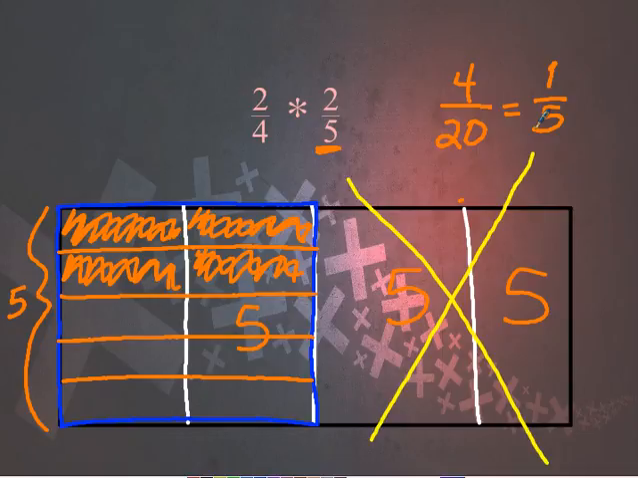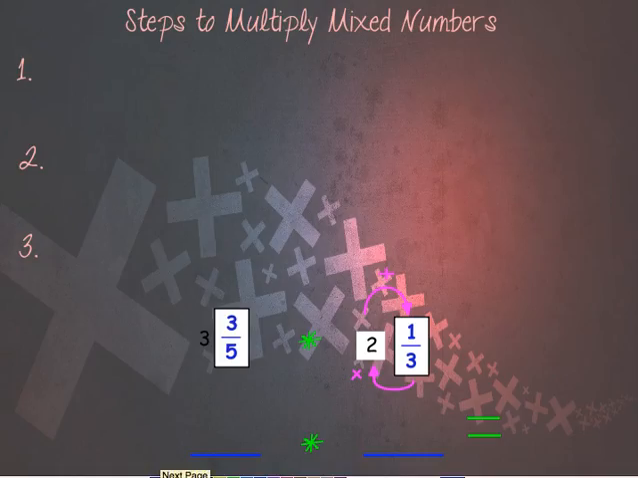All right, so we're going to continue with this. Again, the multiplication piece of it is easy. It's understanding why it's working so that way we can move on to other things later on. That's the complicated part. All right, so steps to multiplying with mixed numbers.